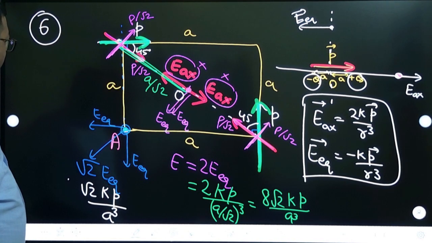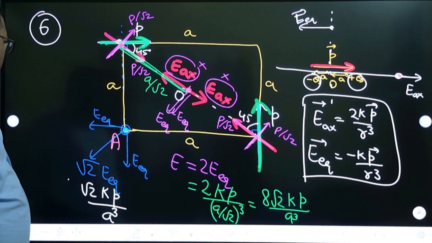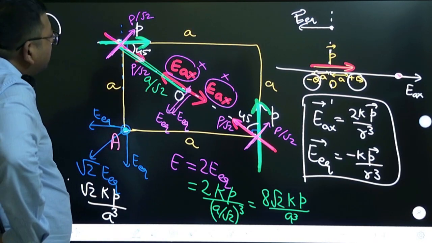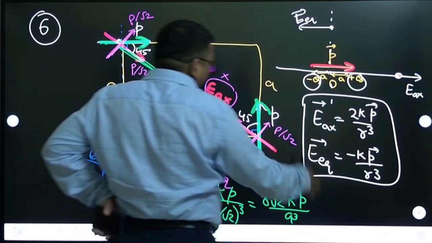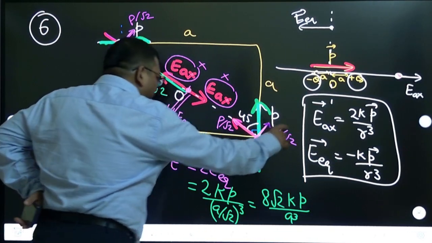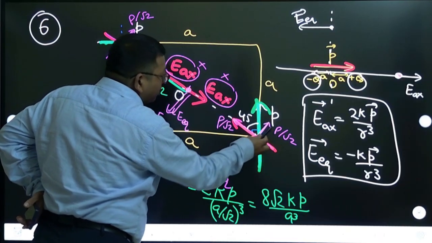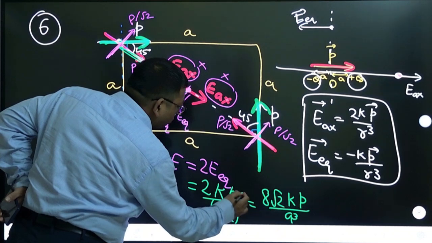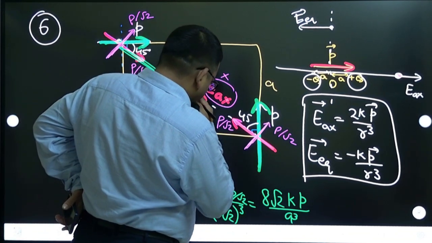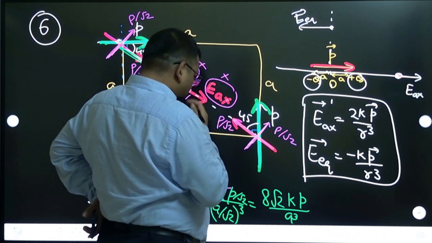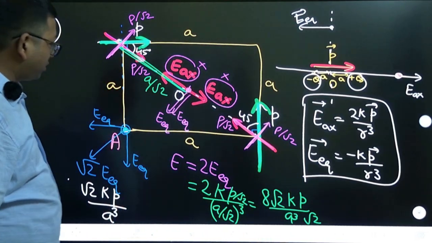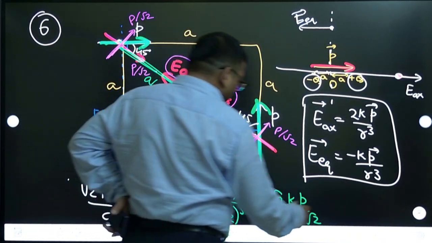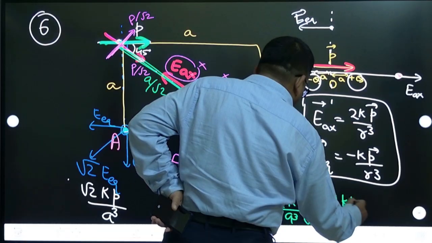Am I correct? Okay. Let me check for any calculation mistake I made. Kp. Oh, kp by, but what is p? P is p by root 2. Note that here due to this component we are taking, so this p is p by root 2. P by root 2 is also there here. P by root 2 means a root 2 factor should come here. Okay, right. That means this is 8 kp by a cube.